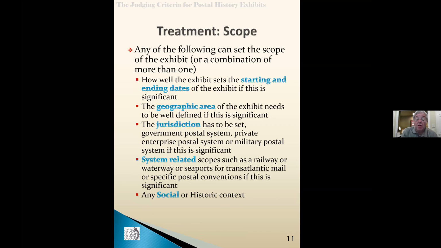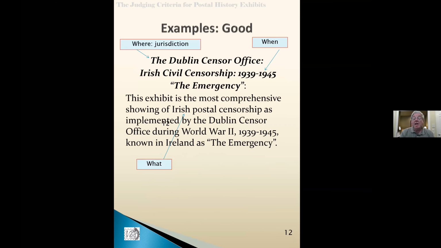Also, any social or historical context for 2C exhibits. Here is a good example of scope with 3 examples of the scope in one statement. The Dublin Censor Office, 1939 to 1945, and the Irish Postal Censorship.